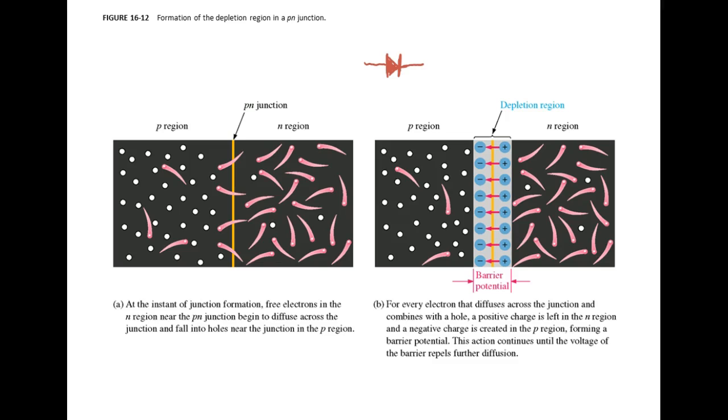Now, for the current flow through the device, this N material has a name. We call this the cathode, and we call this the anode. The term anode represents the positive region, the P material, and the cathode is the term we use for the N material. This came up through vacuum tubes.